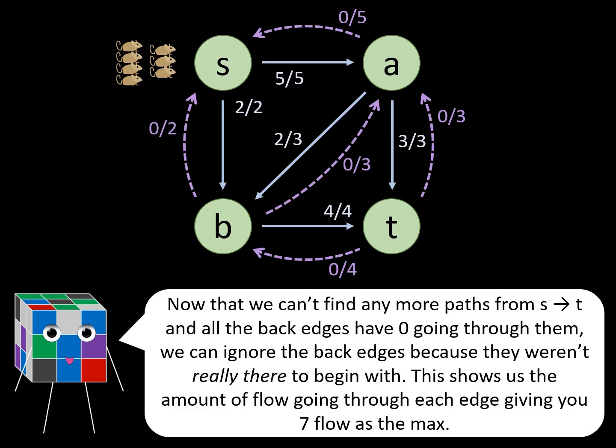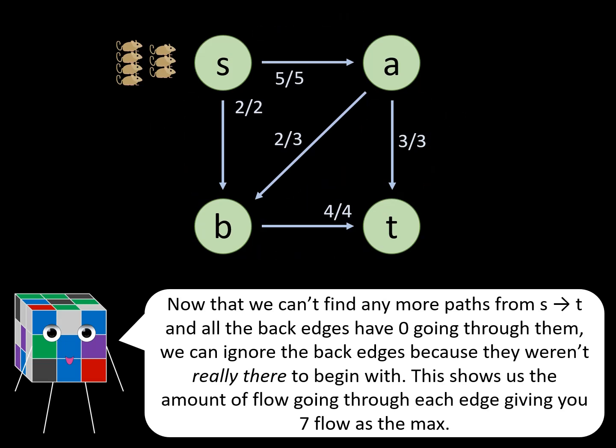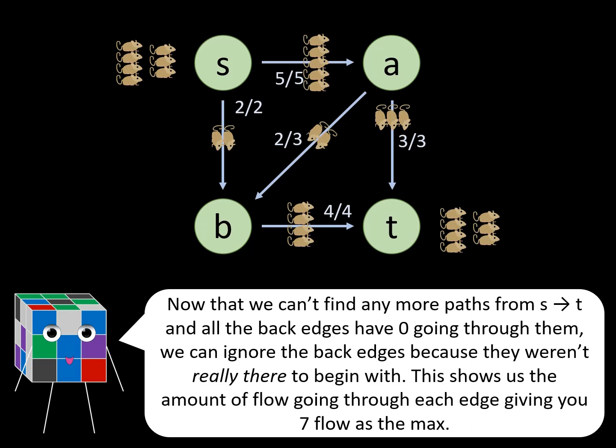Now that we can't find any more paths from S to T, and all of the back edges have 0 going through them, we can ignore the back edges because they weren't really there to begin with. This shows us the amount of flow going through each edge, giving you 7 flow as the max.